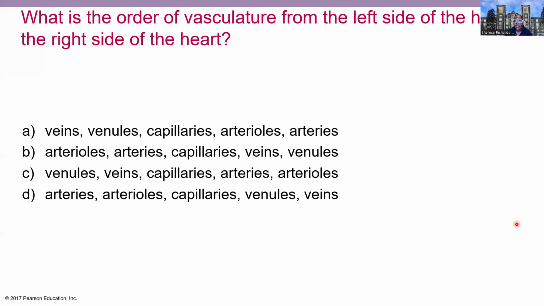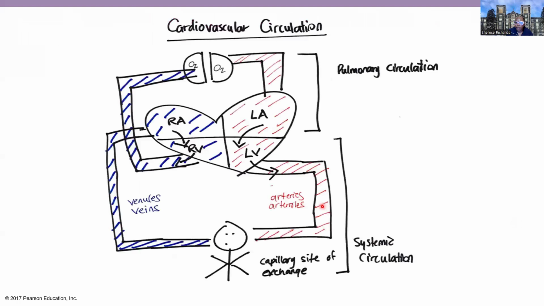So the order of the vasculature from the left side of the heart to the right. Most of you went with D, which is correct. It's arteries from the left ventricle, arterioles, capillaries, venules, veins, and then back through the right atrium to the right heart. Okay, so that is the correct flow of the heart.